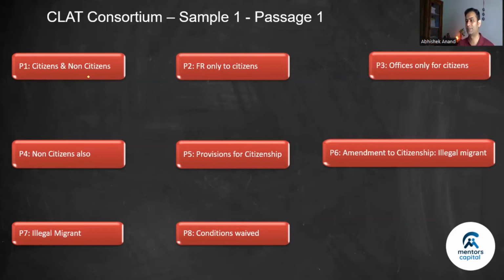These are the various paragraphs. First paragraph talks about citizen and non-citizen. Paragraph 2 talks about rights which are available only to citizens. Paragraph 3 talks about offices that could be occupied only by citizens. Paragraph 4, non-citizens also are given some fundamental rights. 5, what are the provisions for citizenship? 6, how it could be amended. 7, it is defined who is an illegal migrant. And 8, certain conditions are waived and a person could be granted citizenship, right? So broad points, I know what is being discussed in the paragraph.